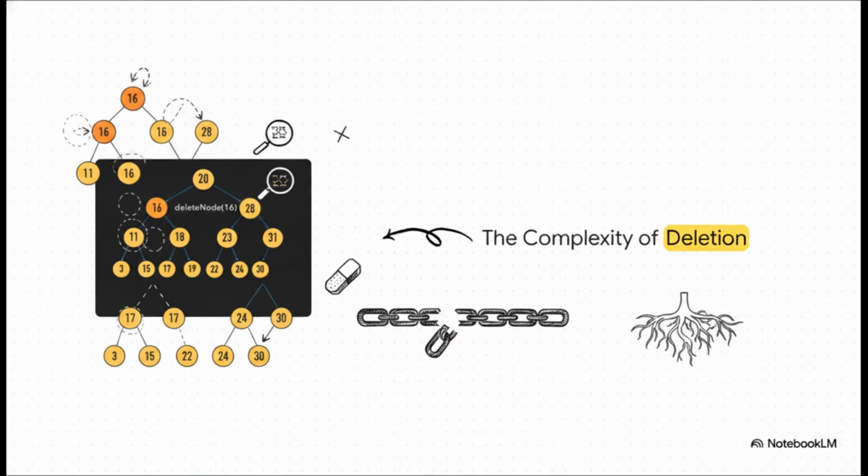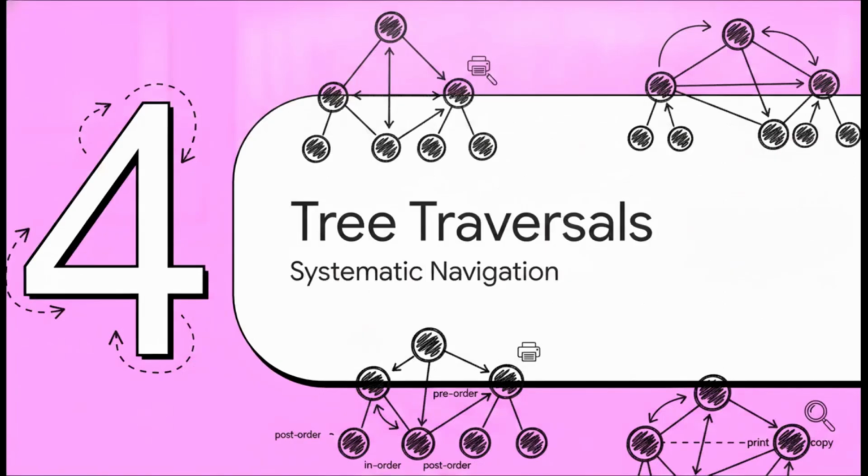But if the node being deleted has 2 children, you suddenly have a succession crisis. You have to carefully find the minimum value in its right subtree to replace it. This ensures the strict left is smaller, right is larger rule remains completely unbroken, which keeps the whole family tree from falling apart.